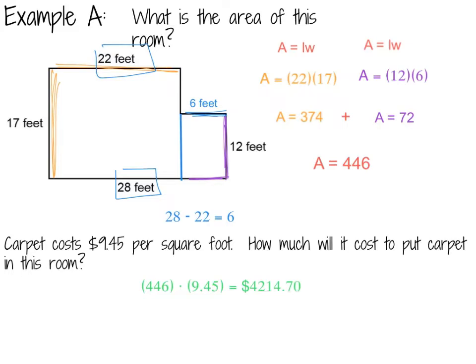$4,214.70. It's important to make sure that you use the dollar sign because you want to have a word answer for your word problem. So my answer is $4,214.70. That answers both questions on this problem. Let's take a look at the next one.